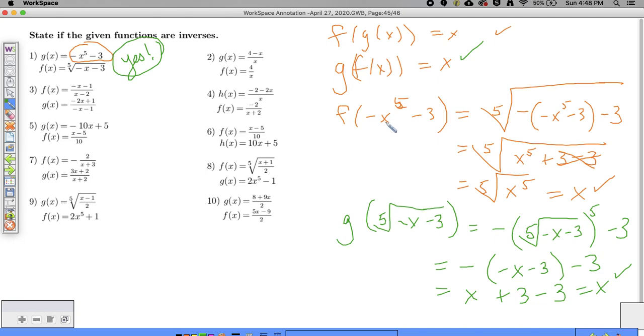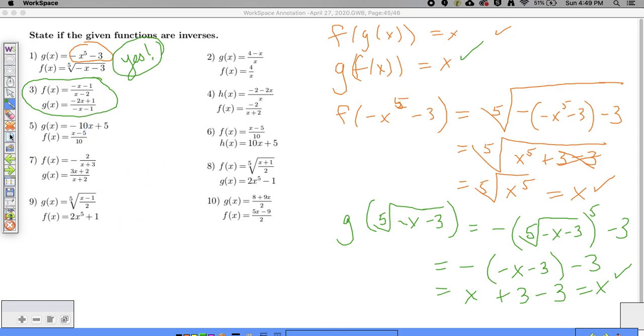Now, I want to look at one of these other ones over here, like this crazy one right here, and I think it'll certainly help with the algebra. So we're going to do f of g of x and g of f of x, and I have a feeling that this is going to get really nasty.